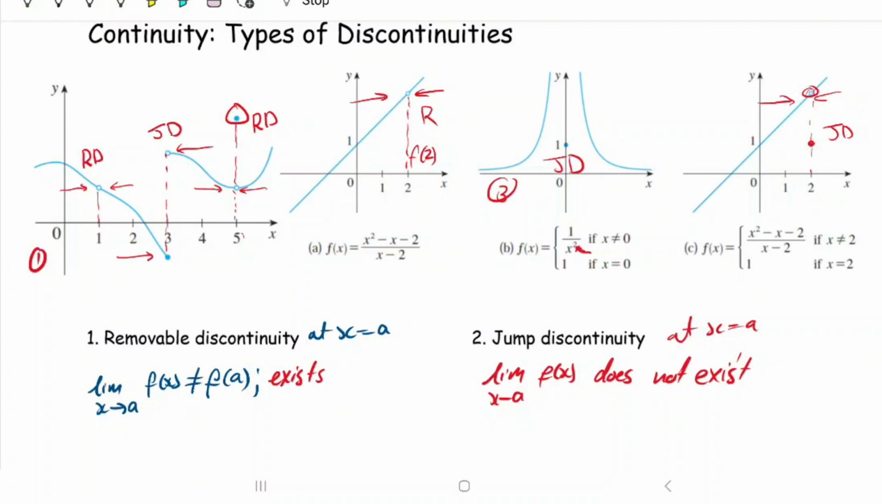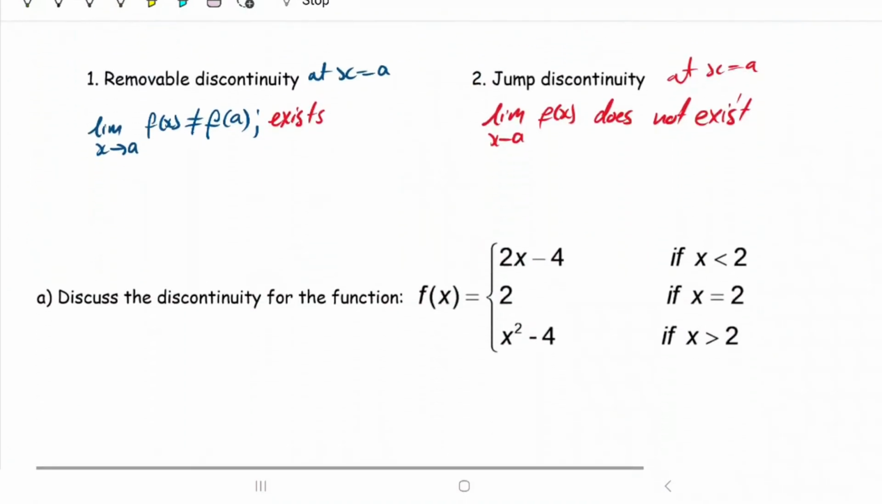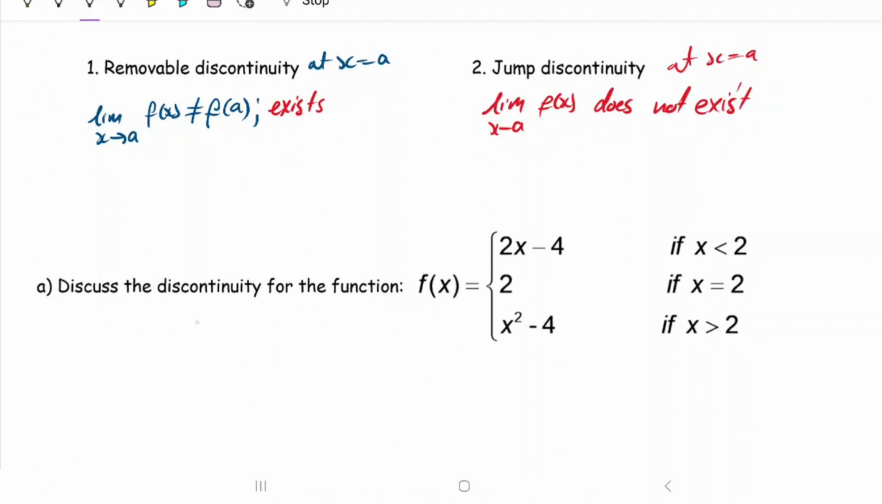I hope this is making some sense, so let us close it off with a good example. Discuss the discontinuity for this particular function. What we'll do is check if the limit exists first. We'll take the limit as x tends to 2 from the left. If we approach 2 from the left, we will bump into this equation first. So let's simplify the limit now. We'll go 2 times 2 minus 4, giving us 0.